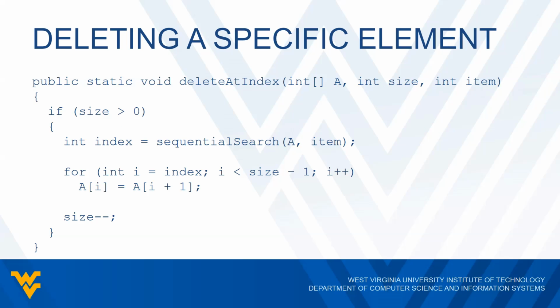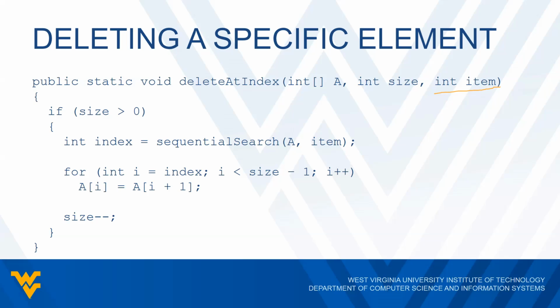Here's the code for deleting a specific element. So let's take a look what's going on here. In the heading, the only difference between this and some of the other methods that we've called is now we have this item, and this is the item that we want to delete. So we first got to make sure that there is something in the array. So we still have to check that size is greater than 0.